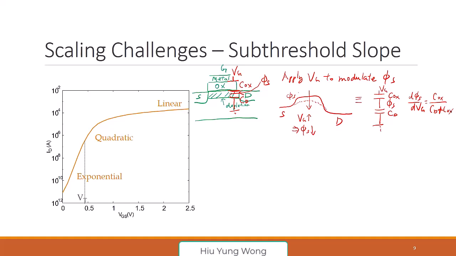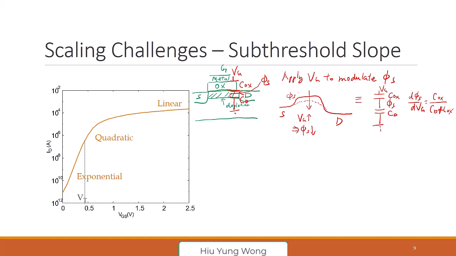So it means if you increase Vg by 10 millivolt, your phi S does not go up by 10 millivolt. It doesn't. You actually lose something. And that's why we have a bad gate control. Think about, we keep talking about gate control. What if C ox is infinity? This term becomes 1. Then it means whatever I apply to the gate voltage will happen to the surface. I have very good control.